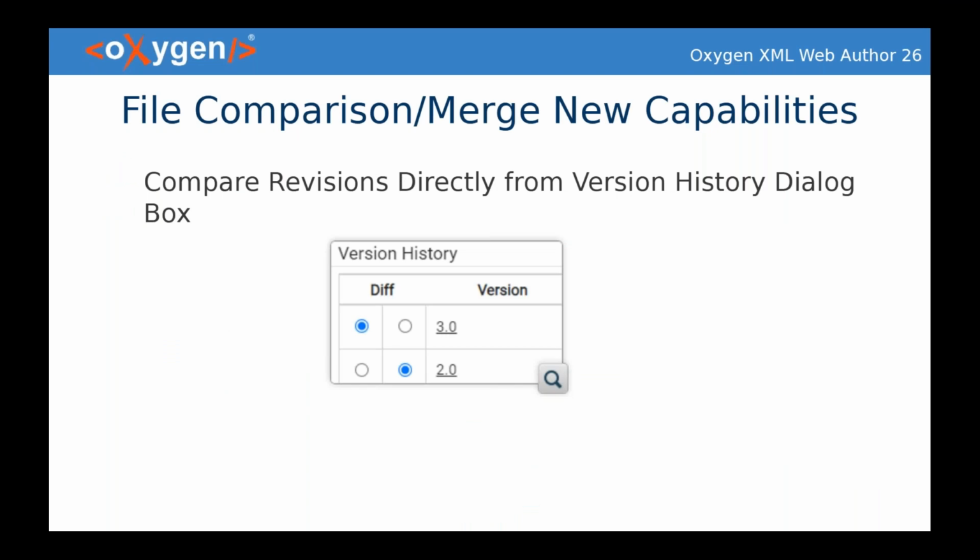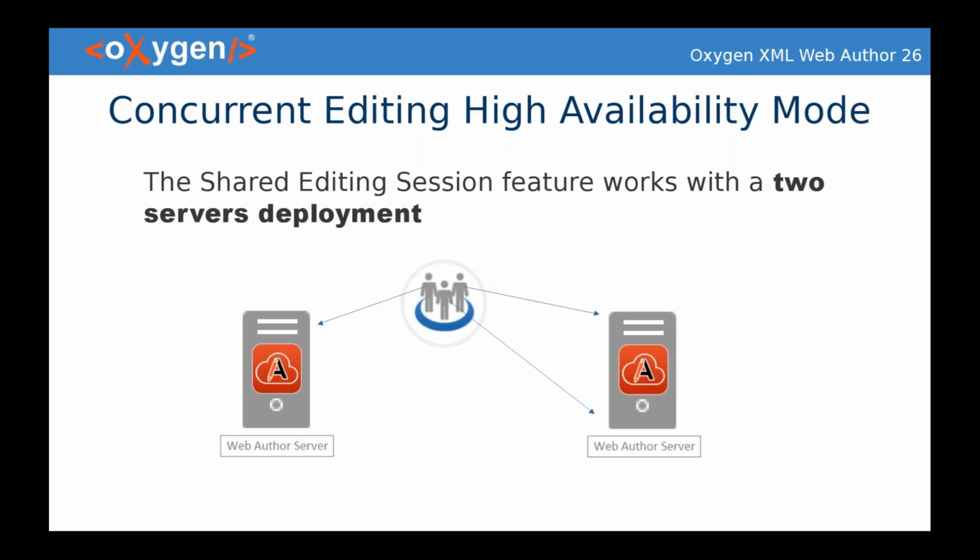Next, also in the file comparison, merge new capabilities. There is a change in the CMIS plugin for Web Author. Now you can compare revisions directly from the version history dialog box. As you can see in the image, you can select two different versions and then see the differences between them.